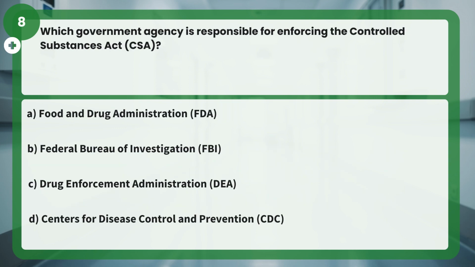Question 8. Which government agency is responsible for enforcing the Controlled Substances Act, CSA? A. Food and Drug Administration, FDA. B. Federal Bureau of Investigation, FBI. C. Drug Enforcement Administration, DEA. D. Centers for Disease Control and Prevention, CDC.